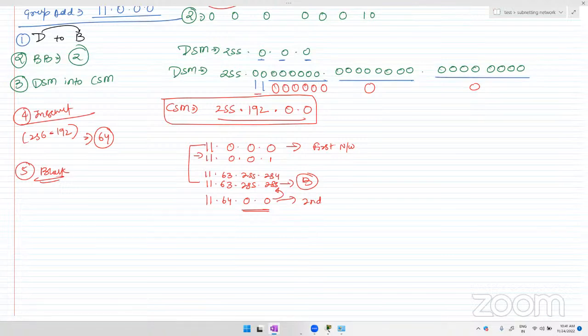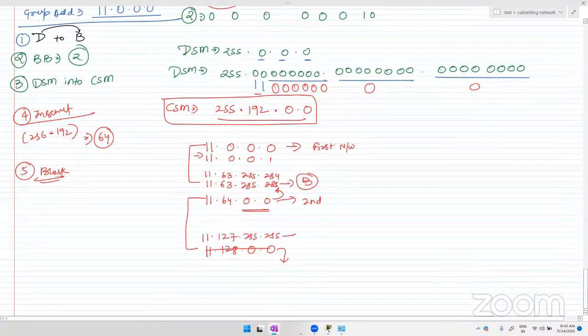The next task is we need to get the second network address and broadcast. So 11.64, plus 64, how many? 128.0.0. This one is the third network, but we are not using it. 11 dot broadcast is the broadcast address. Anyone? For the second network, which one is the broadcast address? 127.255. Yes, 255.